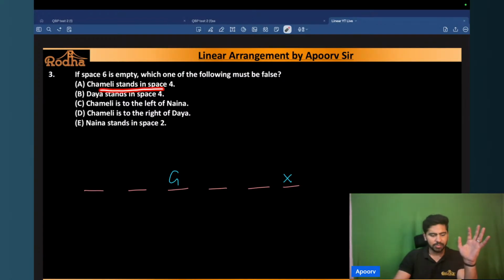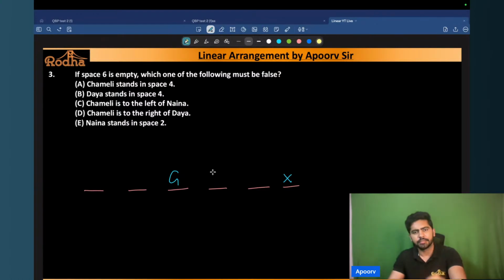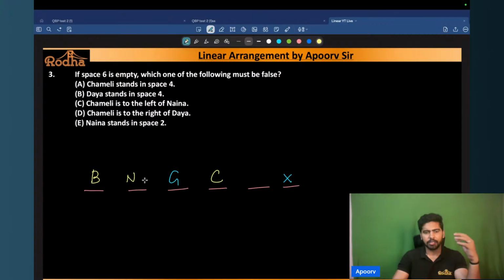Chameli stands in space 4, okay? Chameli stands in space 4. So if you put Chameli in space 4, let's see if I get something incorrect here, right? If Chameli is in space 4, in that case, I can say Bulbul and Nana will be in space number 1 and 2, right? Because that is the only place where they can come together, right? And then I can have Chameli there in space 5, right? So this is a feasible option. This definitely can be possible, right?